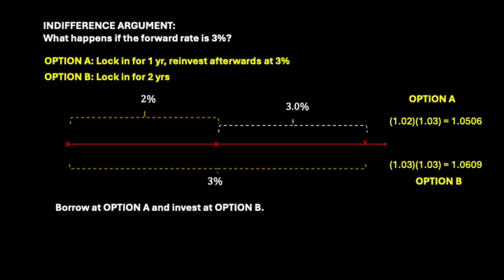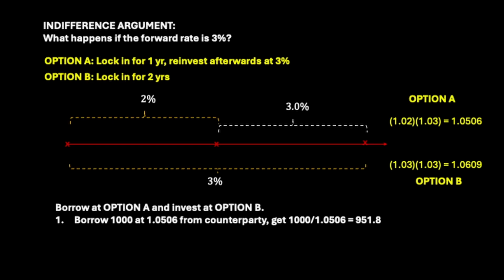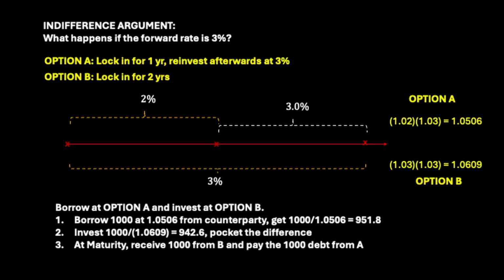So you can borrow 1,000, for example, discounted at 1.0506 and get 951.8. Turn around and invest only 942.6. That will pay 1,000 in 2 years' time that you owe to A. You get an arbitrage profit of 951.8 minus 942.6.